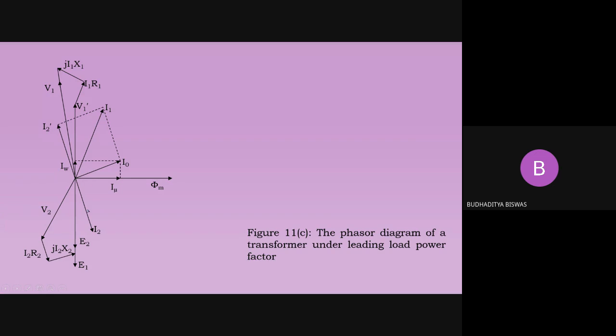Then we need to extend the value of I2 in the opposite direction to get the value of I2 dash, which is the referred value, referred to the primary winding. Then the summation of I2 dash and I0 is I1. Then in the same axis as I1, we get the I1 R1. In the 90 degree leading condition, we get the value of J I1 X1. So this is the voltage drop across the inductor. This is the voltage drop across the resistance.